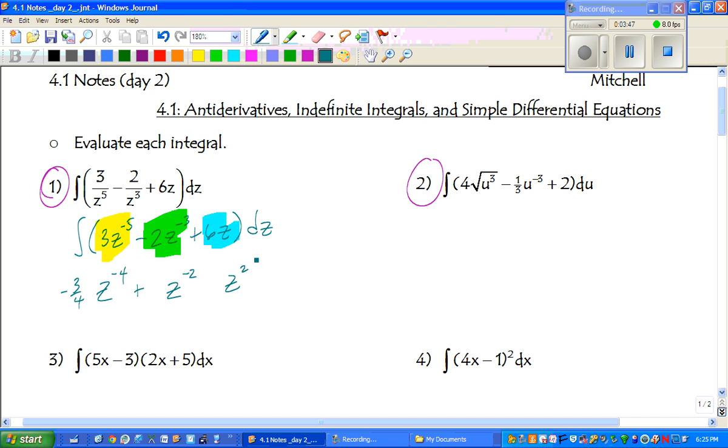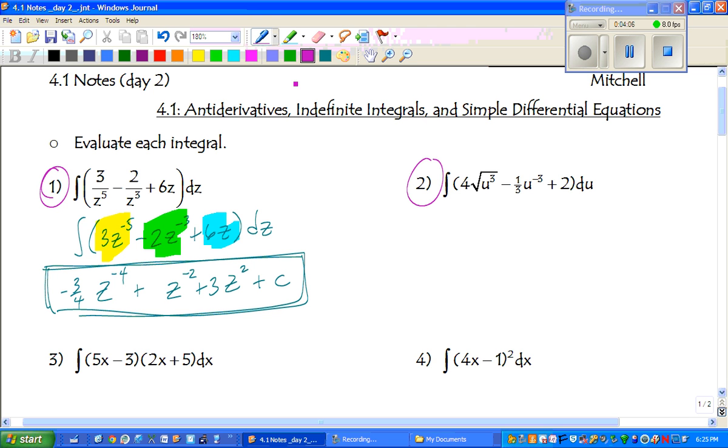And over here, add 1 to the exponent and divide by the new exponent, or multiply by the reciprocal. We get 3 times z squared. And what should we not forget? Plus c. So you should have this as your answer for number 1.